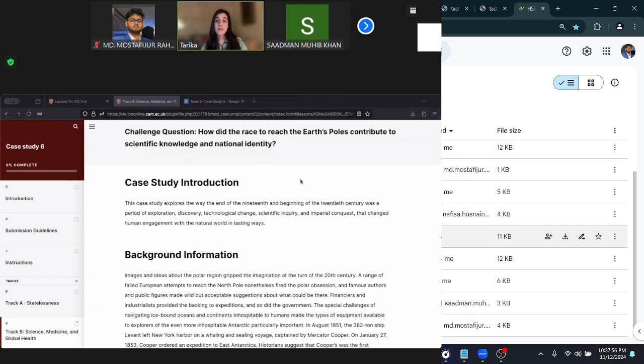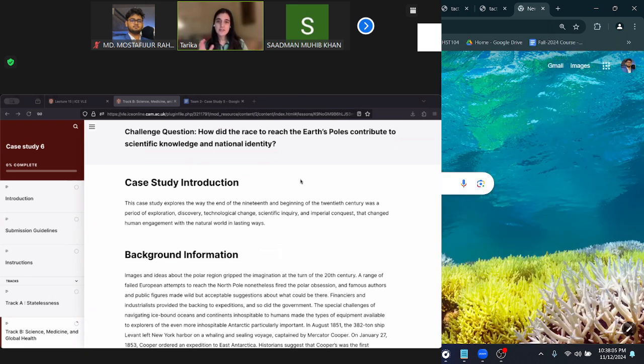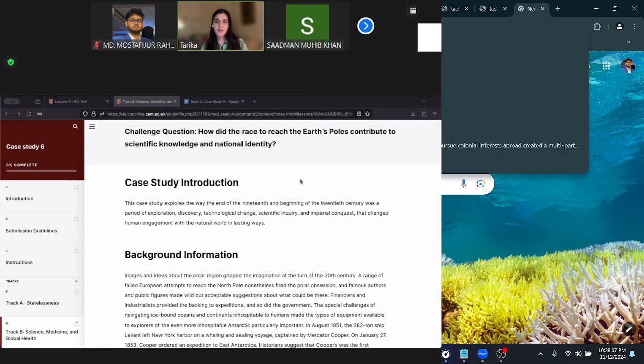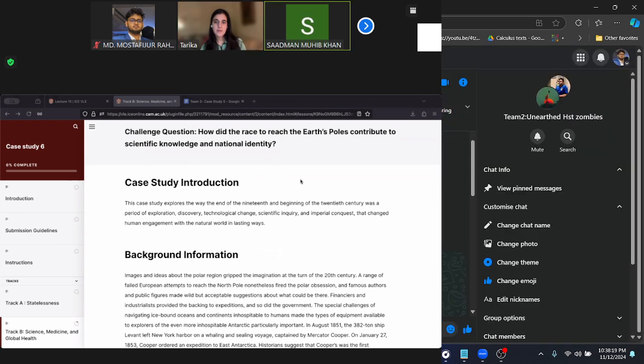Yeah, exactly. So again, when you're looking at a question, always try and break the question up. See if you can divide it so you know exactly what you're addressing. So in this case, is there a way to break the question up? Do you think we can divide it so that it can help us structure the essay? What are they asking us? The contribution towards scientific knowledge and also national identity. Yeah, exactly. So those are two natural divisions you can make.